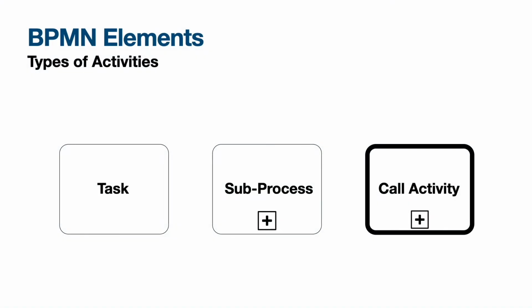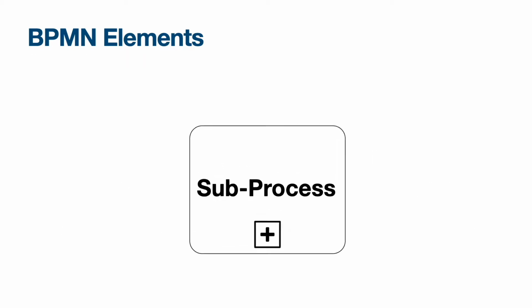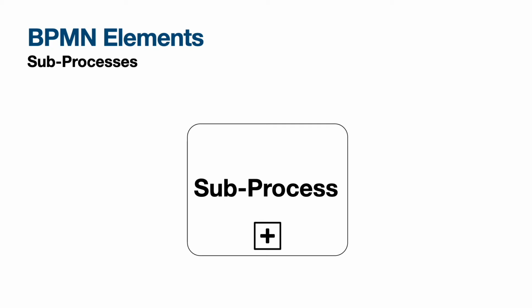There are different types of activities. We already learned about tasks and task markers in previous lessons. Besides regular tasks, BPMN also features so-called sub-processes and call activities. In this lecture, we will focus on sub-processes.